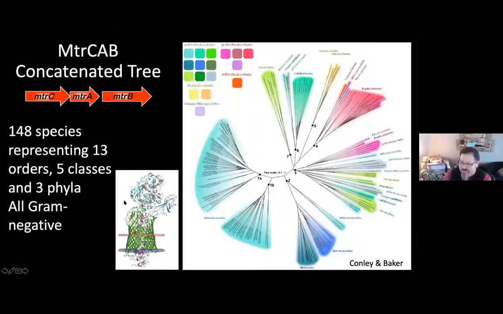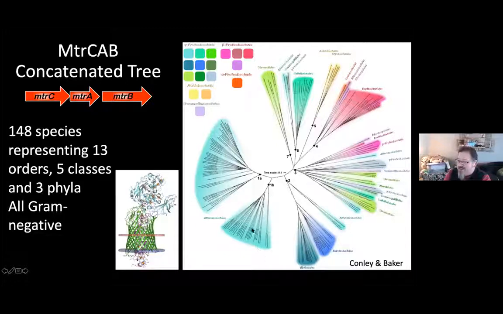So there is Marcus and Tom's image again of MtrA, MtrB, and MtrC on the top. And what we saw are 148 species, 13 orders, 5 classes, and 3 different phyla, all gram-negative, as you might expect, because the gram-negatives have the outer membrane where this conduit would be. And so, not surprisingly, all of this stuff here, and again, you're not supposed to be able to read that.